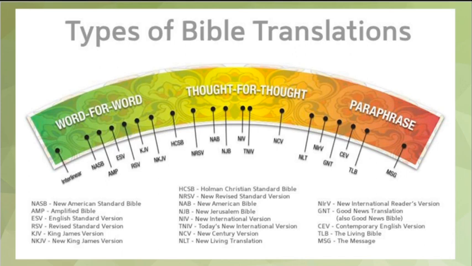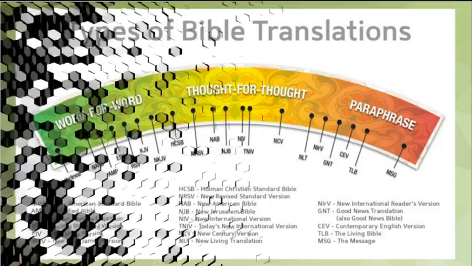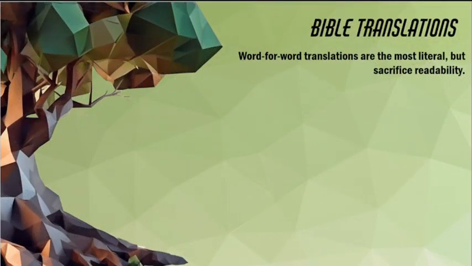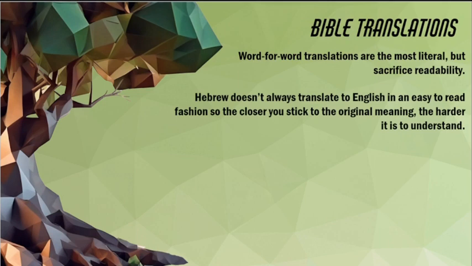So word for word translations are the most literal from the original language, but in order to be literal, they do sacrifice some readability. And so Hebrew doesn't always translate to English in an easy to read fashion. It in fact can be quite hard. The syntax or word order can be very complicated sometimes. The words that they choose don't always make sense to us, or we don't use them any longer. And so it can be hard to understand when you translate identically or word for word.